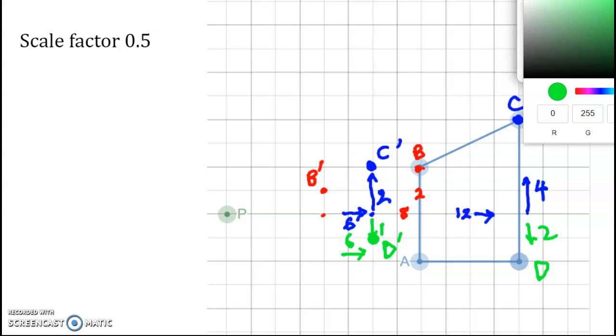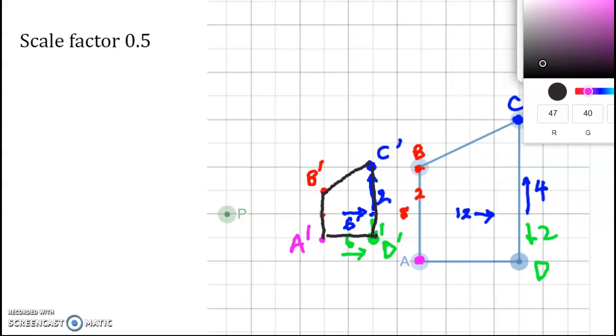And then finally my A prime. This is 8 units to the right, 2 down, so it's going to be 4 to the right and 1 down. That's going to be my A prime. And if I was to connect all the vertices, this will be my dilated image.